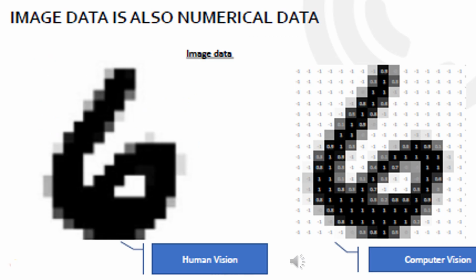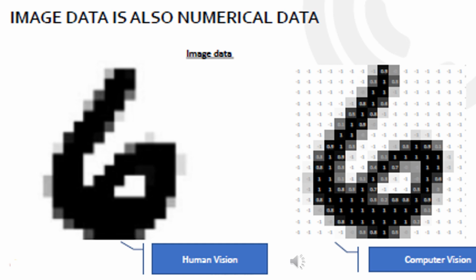Do you see number 6? When we look at an image, we perceive it as a whole object or pattern. For example, here we see the digit 6 in a simple pixelated format. This is how human vision works. We can quickly identify the digit based on our experience and cognitive abilities.